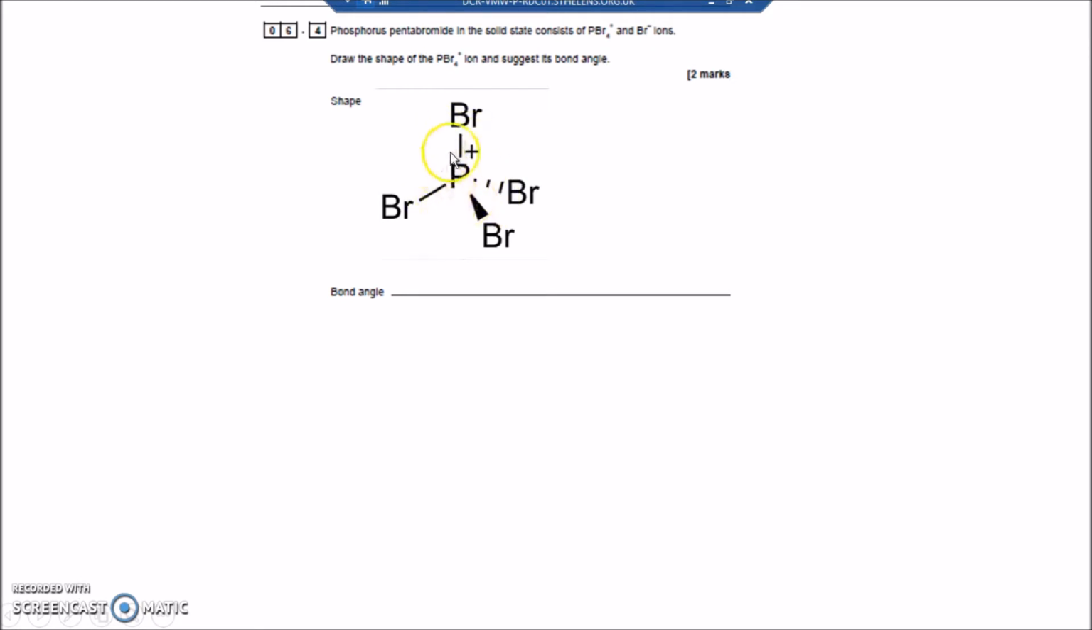Remember, if you get more than 3 bonding pairs, then it starts to not be planar anymore and starts to form a 3D shape, with some exceptions like xenon tetrafluoride, etc. But most of the time, after 3 bonding pairs, it starts to form a non-planar shape. So we've got bond angle 109.5.